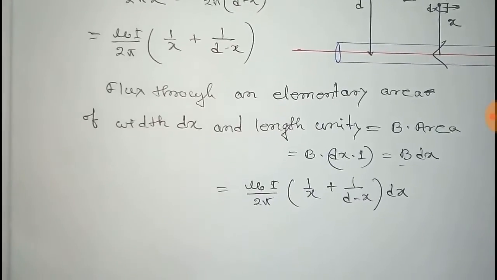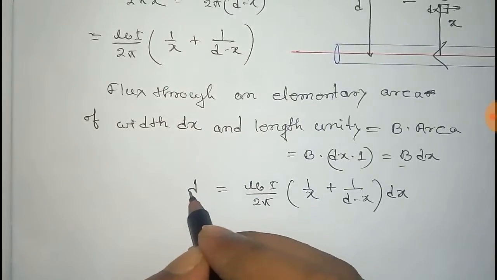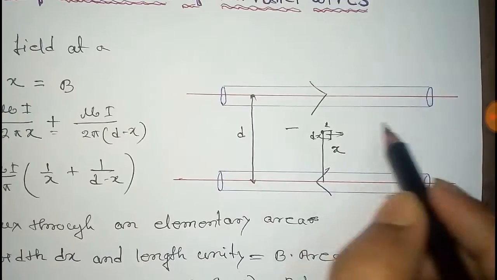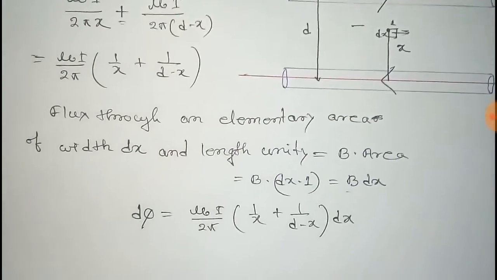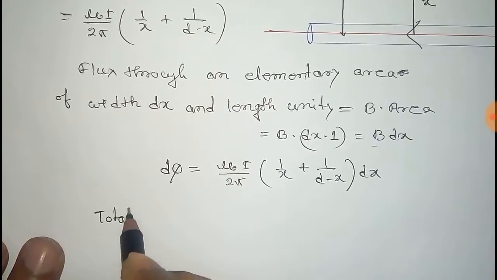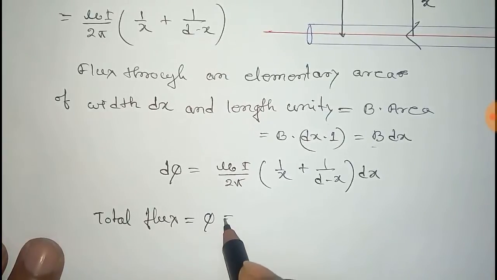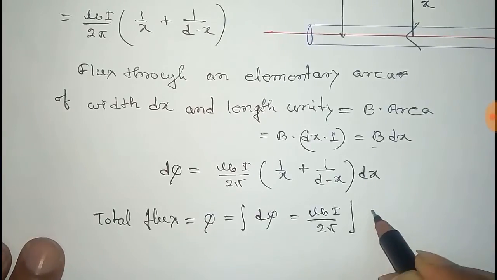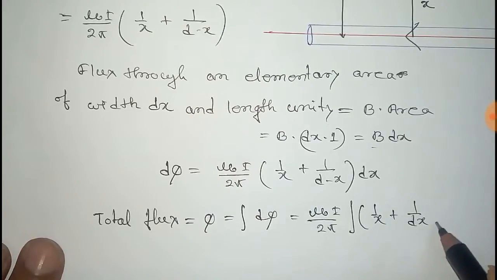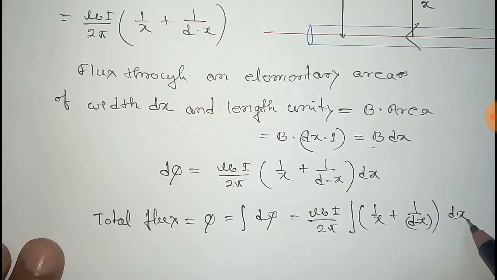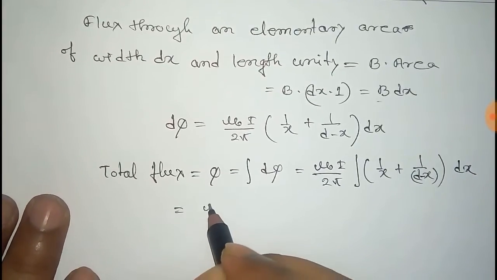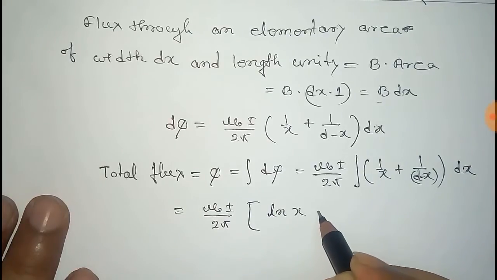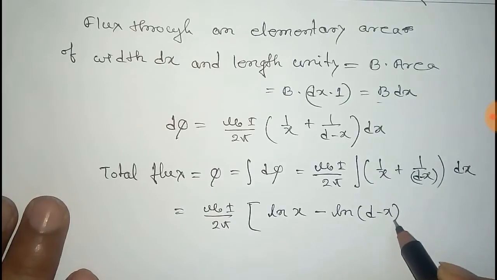Now we have to calculate the flux for the total area between the two wires, that is this area. So we have to integrate over d phi. The total flux phi is equal to the integral of d phi, that's equal to mu naught I by 2 pi, which is the constant, times the integral of (1 by x plus 1 by d minus x) into dx. And the integral of 1 by x is log x, and the integral of 1 by d minus x is minus log of d minus x.